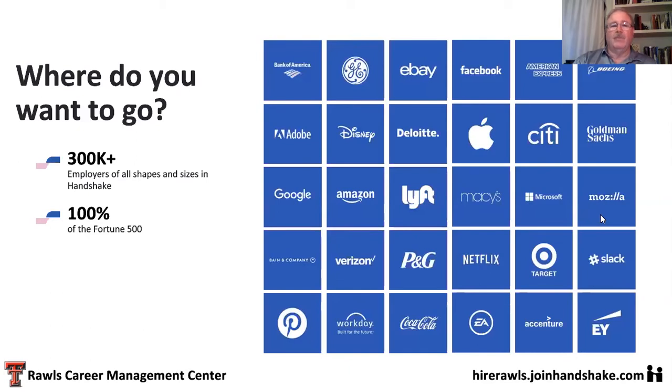Where do you want to go? What do you want to do? Well, on Handshake, there are over 300,000 companies that will post positions on the Handshake system. Now, that's not necessarily on Rawls, but system-wide. 100% of Fortune 500 companies will also utilize Handshake in some form or fashion.